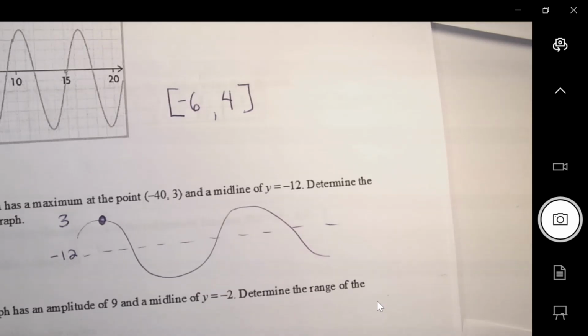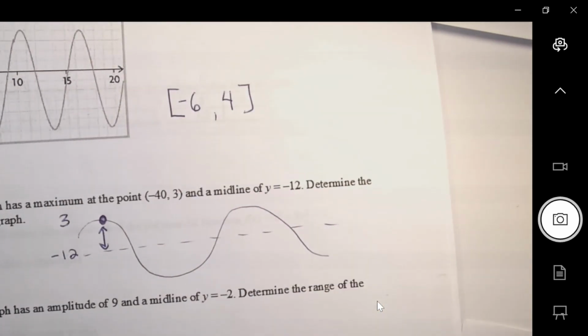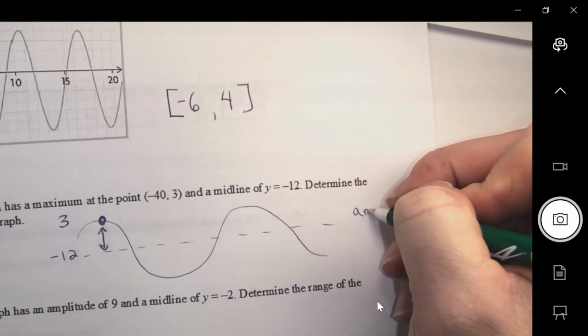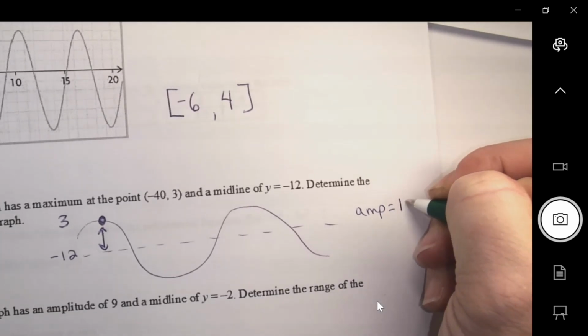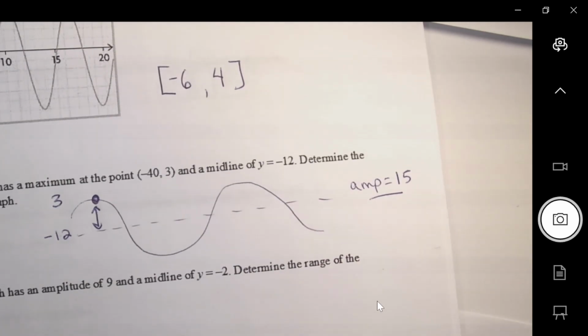So what is the amplitude? How much space is there between those two numbers? On a thermometer, how much degree difference is that? Do we do 15?